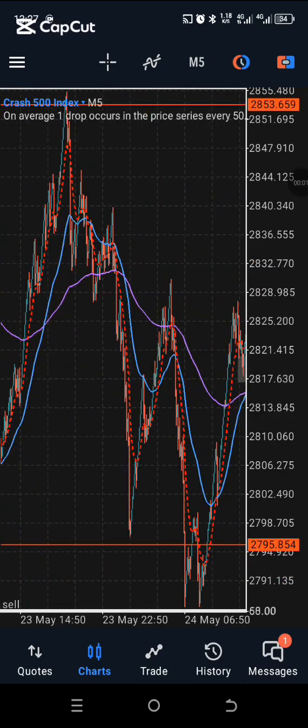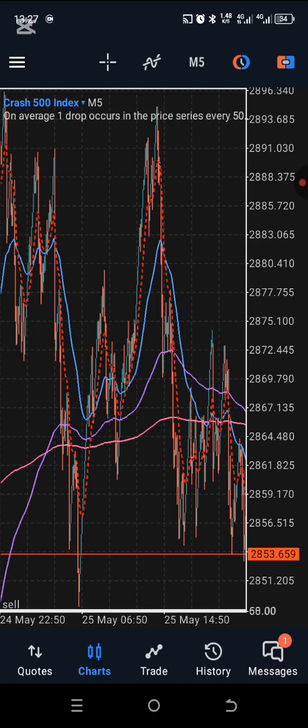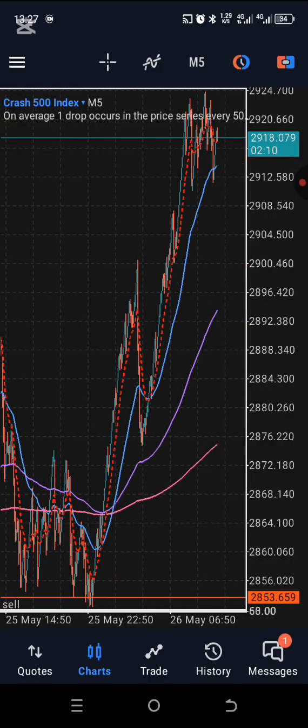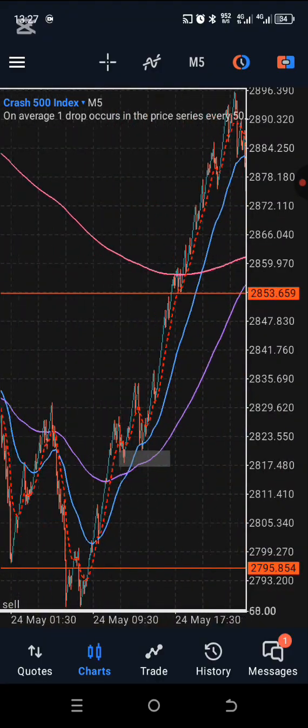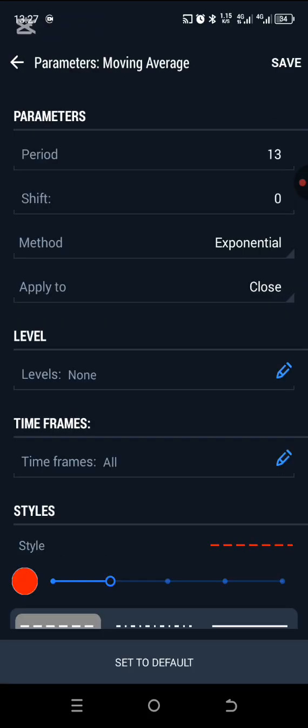A simple strategy that I've been using for a long time now, and I just wanted to share it with you guys so that maybe it can benefit one or two of you, especially if you are using indicators. So what I'm going to do here is, let me remove this. Let me show you the indicators that I'm going to be using.